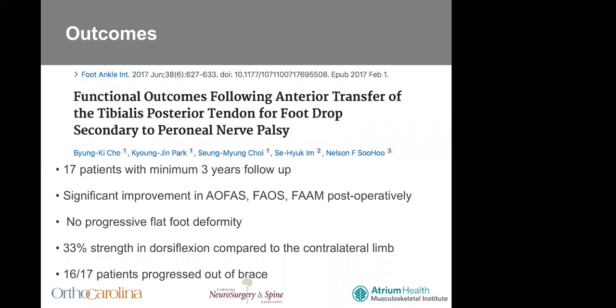Another more recent study looked at 17 patients with a minimum of 3-year follow-up treated for peroneal nerve palsy with posterior tibial tendon transfer. They found significant improvement in AOFAS scores, FAOS scores, and FAAM scores postoperatively. They also found no progressive flat foot deformities, and like previously stated, they only found 33% strength in dorsiflexion compared to the contralateral limb, but they did get 16 out of 17 patients out of brace at follow-up.